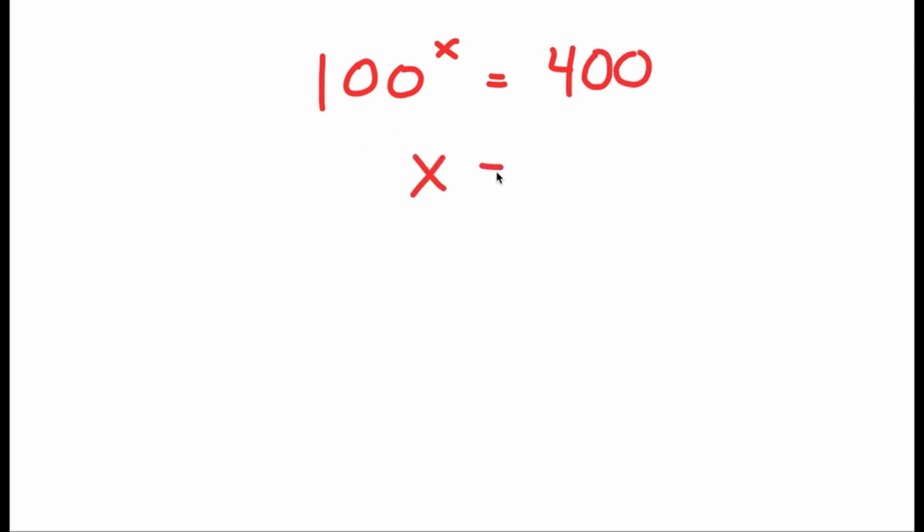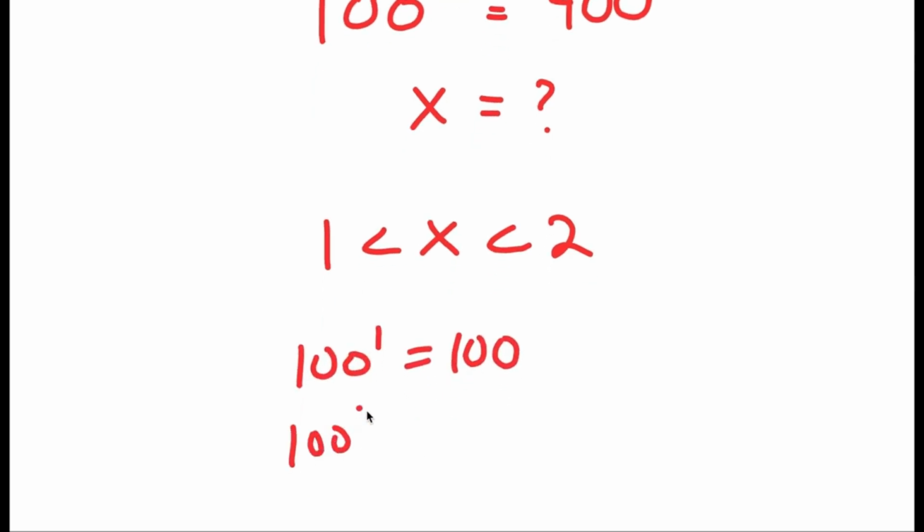Alright, so in this video, I'm going to solve an interesting exponential equation. So my equation is 100 to the power of x is equal to 400. And I want to find the value of x. So we see that x is going to be in between 1 and 2 because 100 to the power of 1 is 100 and 100 to the power of 2 is 10,000.